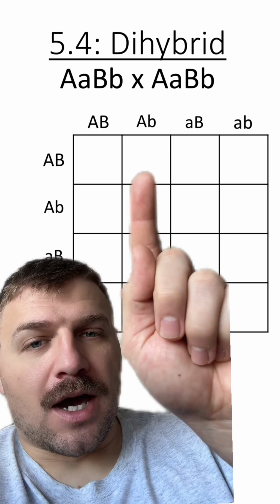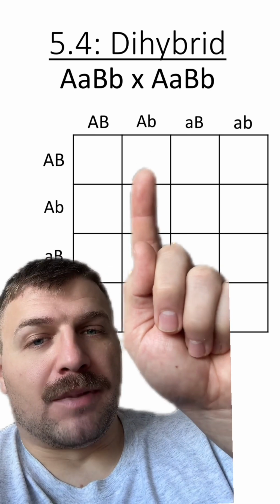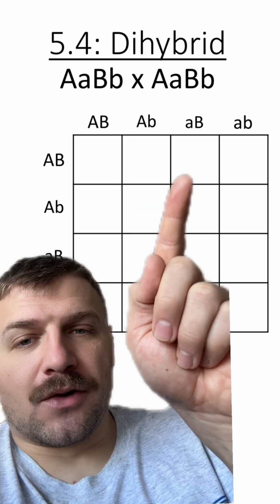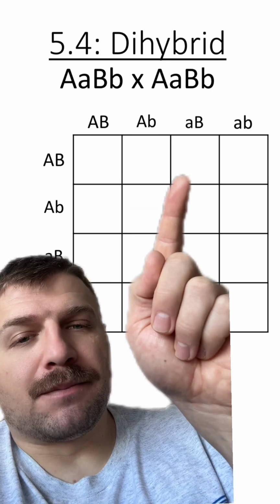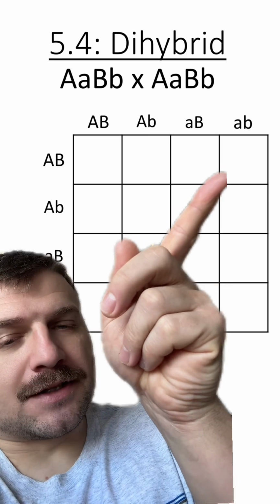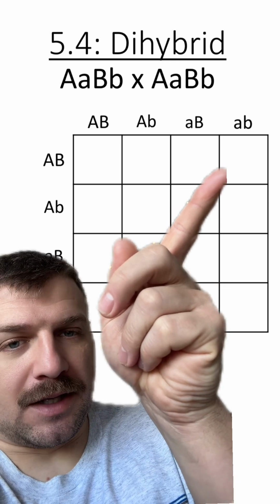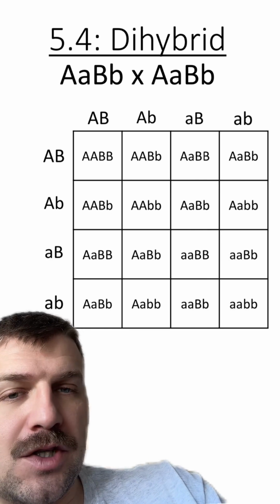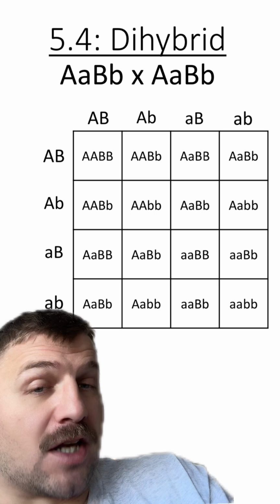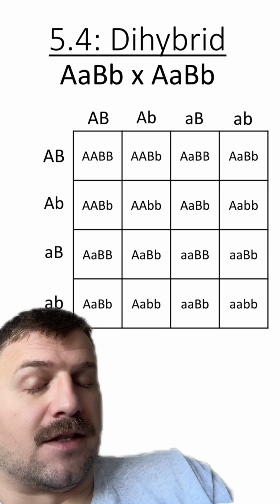For this second box, it's going to be big A, big B, little b. The third box is going to be big A, big B, big B. And for this last box, it's going to be big A, big B, little b. Here are all of the combinations or possible outcomes, possible zygotes for this dihybrid cross.